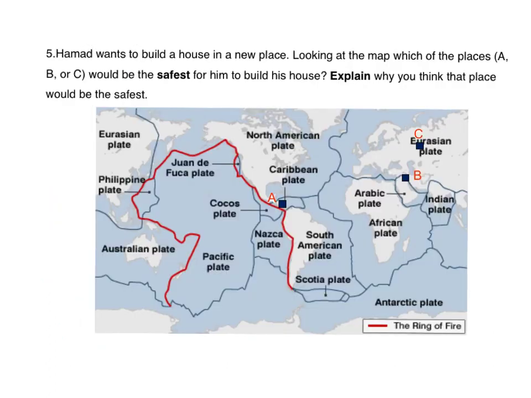All right, now here we are at the last question of the quiz, question number 5, which was your higher level question on this quiz. This was a question that you had never seen before, but we still expected you to be able to answer it using the concepts that we've learned. So, Hamid wants to build a house in a new place. Looking at the map, which of the places, A, B, or C, would be the safest for him to build his house? Explain why you think that place would be the safest, okay?